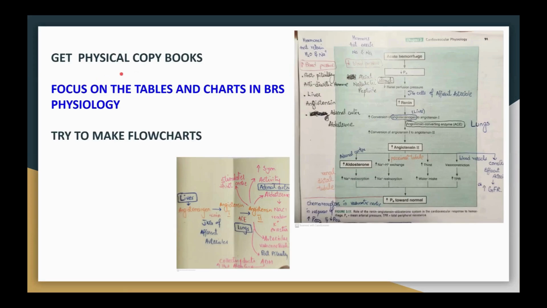So again, the very first thing is to get a physical copy. Now, you are going to focus on these flow charts, which are very beautifully explained in the form of text. What I used to do is add all the extra things on the side and highlight the areas which are frequently tested in the MCQs.